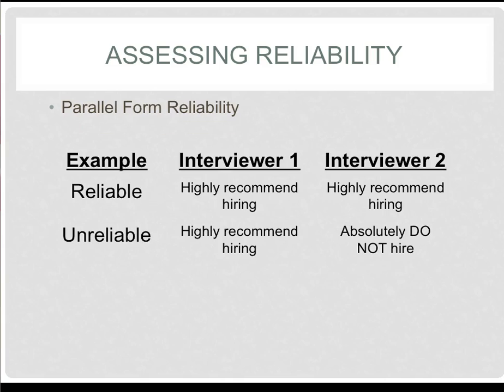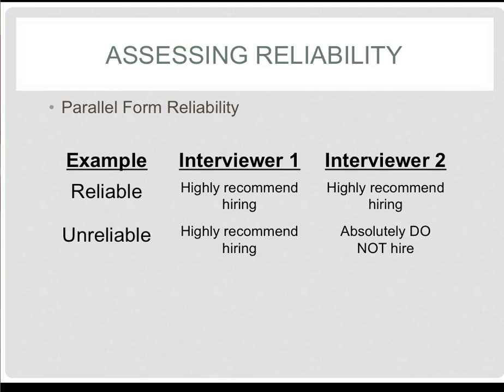Parallel forms reliability is basically having two forms that are supposed to be measuring the same thing, but they have different questions in them. So you might have two interviewers, interviewer 1 and interviewer 2, who are asking very different questions of your job candidate. And so interviewer 1 says, oh, I highly recommend hiring them. Interviewer 2 says the same thing. I think they're great. I'm going to hire them. And they asked very different questions. Then you've got a pretty reliable choice to make in terms of whether or not you want to hire this person. If interviewer 1 says highly recommend and interviewer 2 says do not, then you have an unreliable measure.